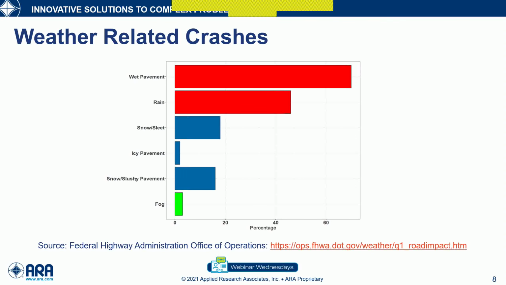The 10-year average data of NHTSA also revealed that about 70% of the weather-related crashes occurred on wet pavement surfaces, and about 50% of them during rainfall. It's a higher percentage compared with the snow-related accidents. So these numbers really indicate that the vast majority of these crashes happen on wet pavement or during rainfall.